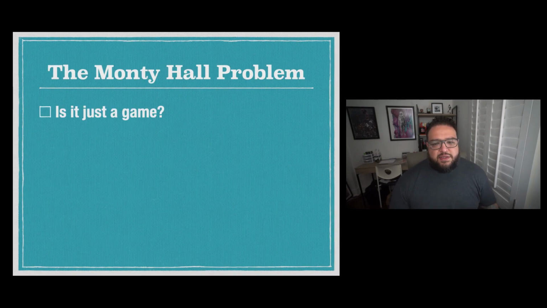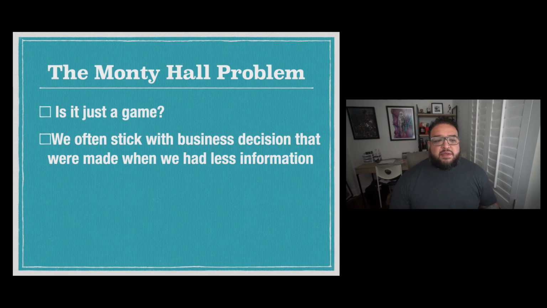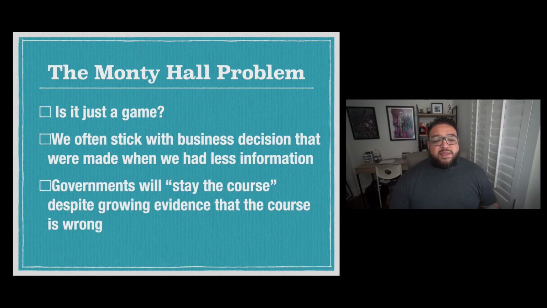So my question is, is it just a game? Here are some things, right? So we often stick with business decisions that were made when we had less information. Some governments will stay the course despite growing evidence that the course is wrong, right?